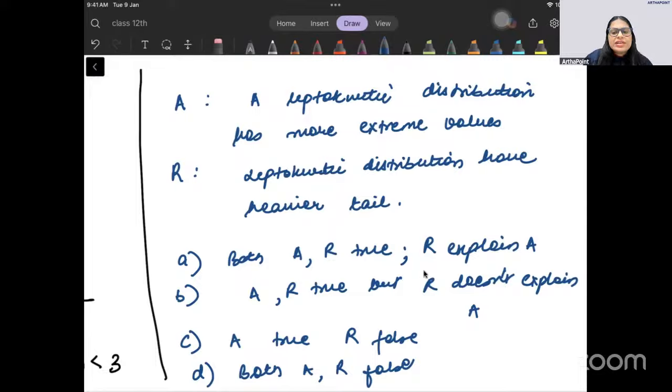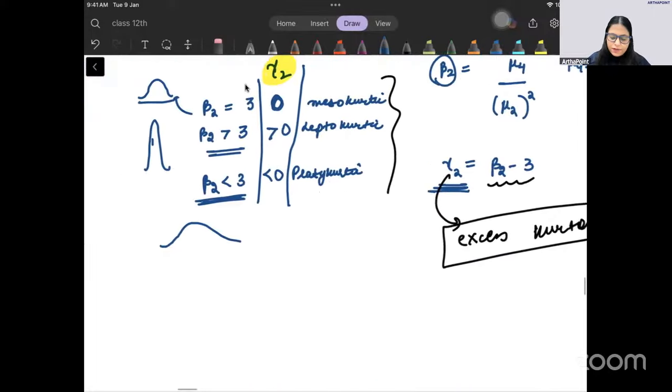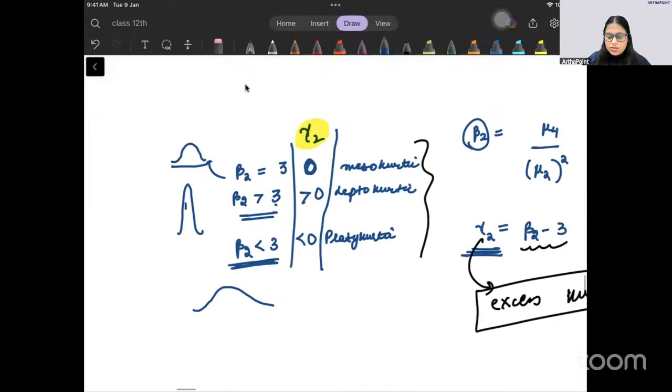What was first Kurtic? There is nothing called first Kurtic. It's just Kurtosis. There is just the formula of peakness, beta 2. That's it. There is nothing called beta 1. Beta 2 represents Kurtosis. Sorry, this is meso, this is lepto, this is platy. Platy means like a plateau. A plateau is flat, right? It's like a plateau.